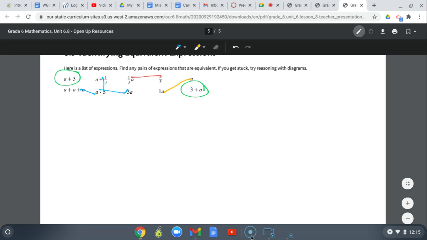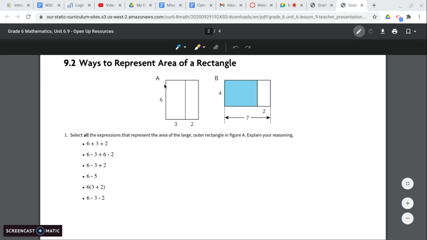Select all of the expressions that represent the area of the large outer rectangle in figure A. So, in figure A, we know we've got one side here that is 6, and we've got a side here that is 3. So, to find the area of this rectangle, the smaller one, we just do 6 times 3. So we could do 6 times 3 plus 6 times 2 for the other one. So this middle one right here would be a possibility. It'd be the sum of the two areas added together.